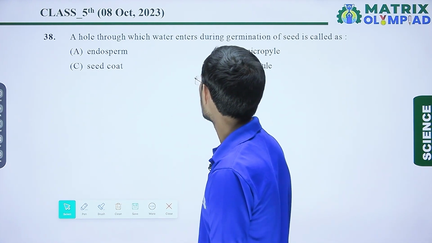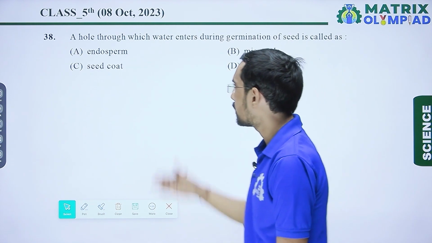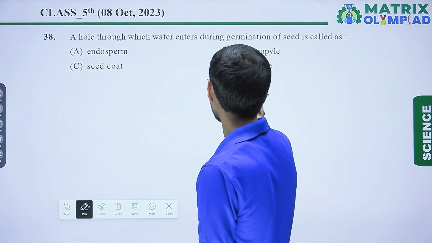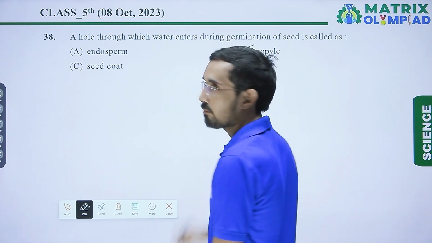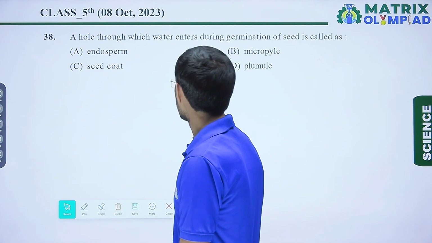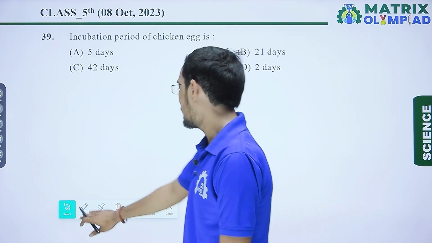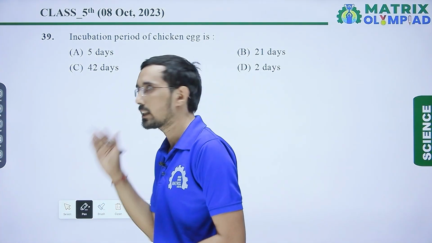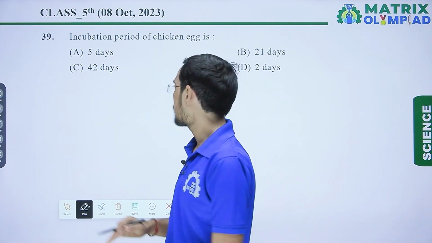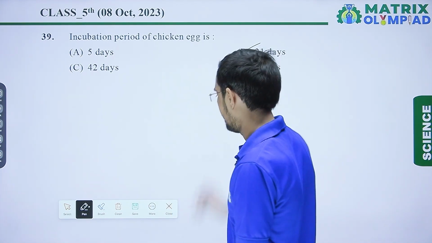A hole through which water enters during the germination of a seed is known as the micropyle. So the correct option will be option B. Now our next question is the incubation period of a chicken egg. What will be the incubation period for the chicken egg? It is around 21 days. So the correct option will be option B.